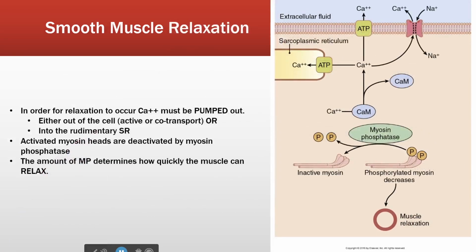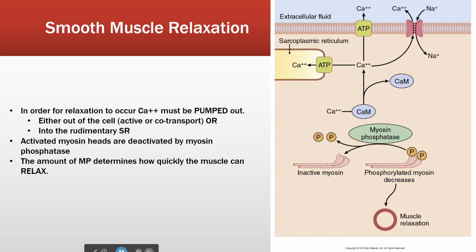Right, okay. Well, what about relaxation? Relaxation is basically the inverse, okay? There is no reverse MLCK though. We have a different enzyme, myosin phosphatase, that peels the phosphates off of myosin. That causes the myosin to inactivate. That triggers relaxation. Now we only get this though when our calcium concentration is low.